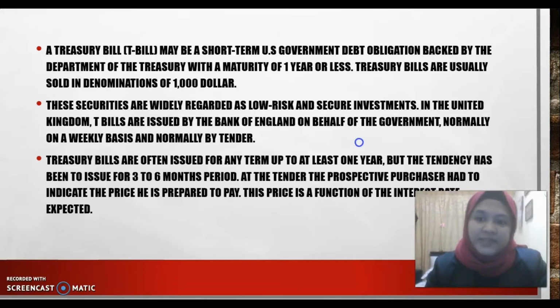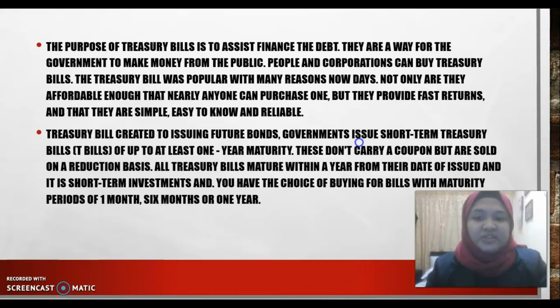In the United Kingdom, T-bills are issued by the Bank of England on behalf of the government, normally on a weekly basis and normally by tender. Treasury bills can be issued for any term up to 1 year, but the tendency has been to issue for 3 months. At the tender, the prospective purchaser has to indicate the price he is prepared to pay. This price is a function of the interest rate expected.